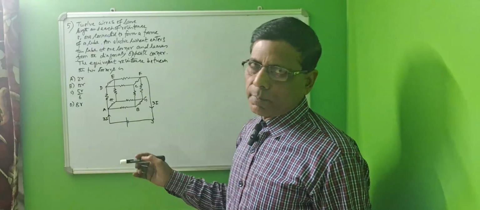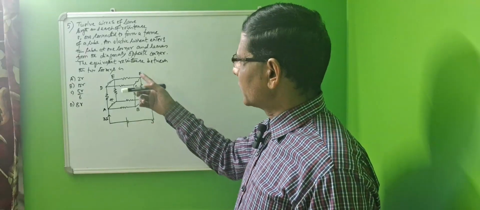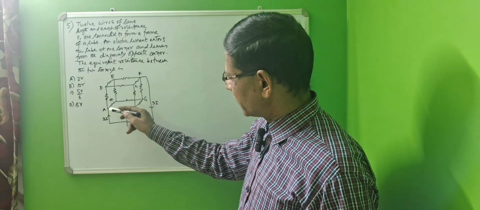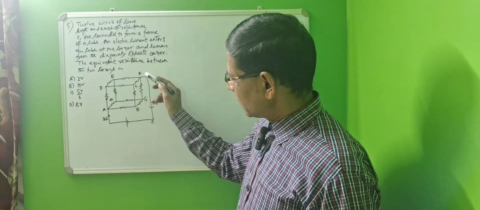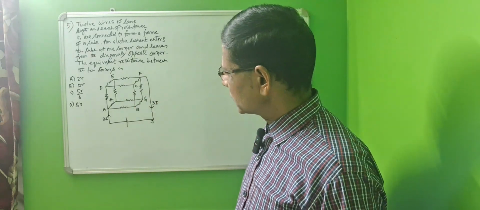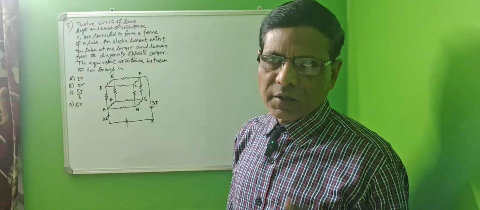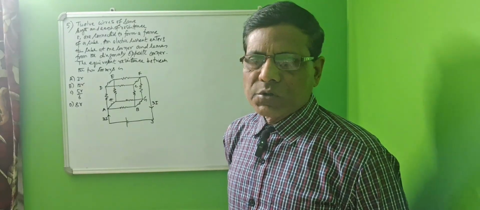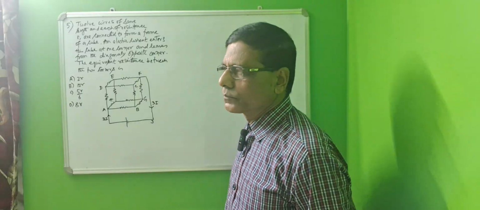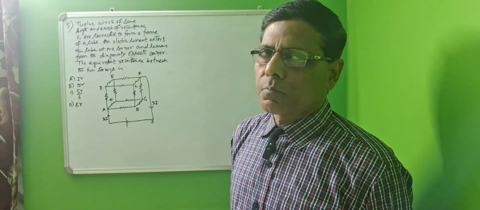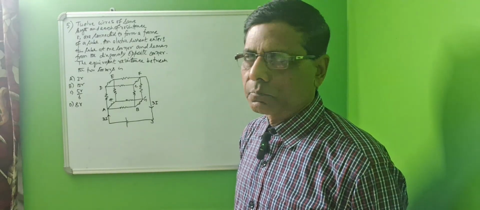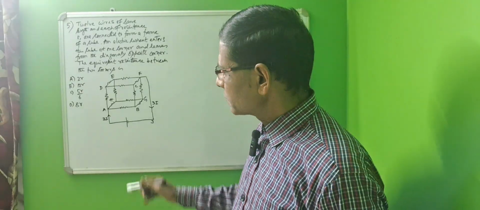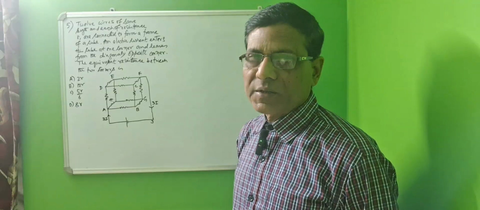We have to find the equivalent resistance between the two corners, this and this, the furthest corners of the cube. We have to find the equivalent resistance between these two farthest corners of the diagram. We can apply here Kirchhoff's second law or mesh law.